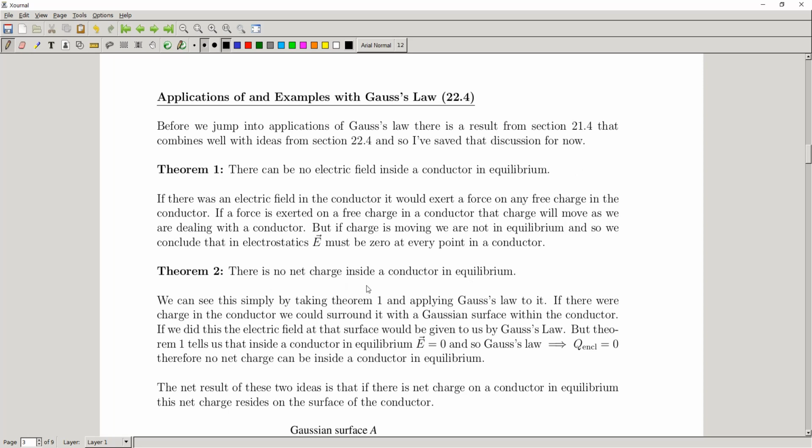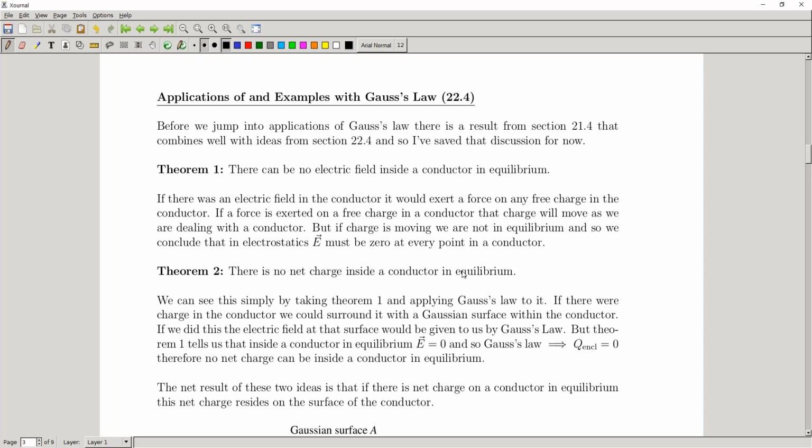There's no net charge inside a conductor in equilibrium. This is very similar to theorem one, but it is different because there is no net charge inside a conductor in equilibrium. And why is that? We can see this because if we apply theorem one and Gauss's law, then it just follows from this.